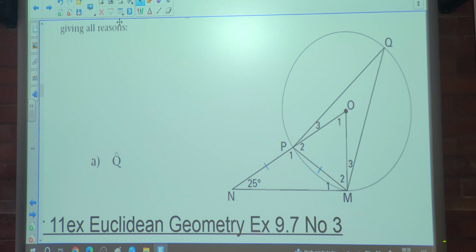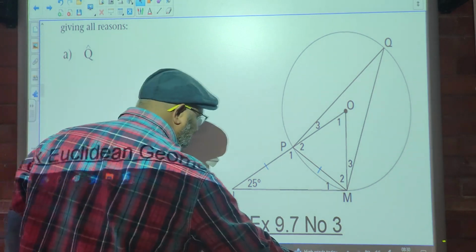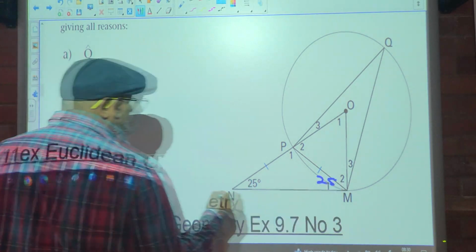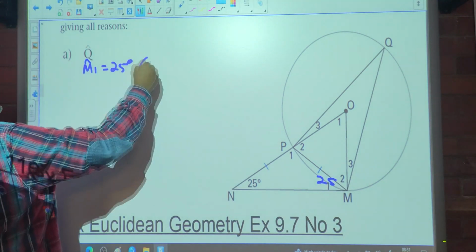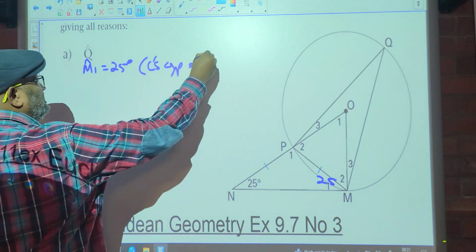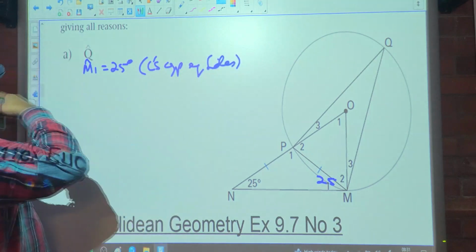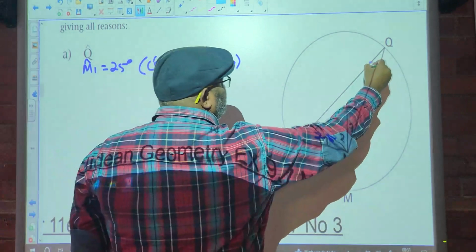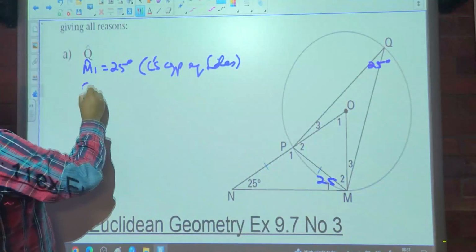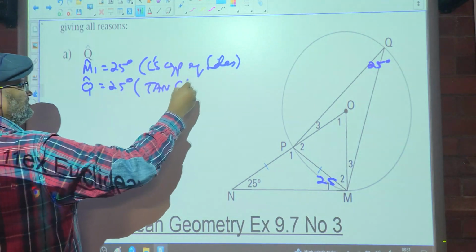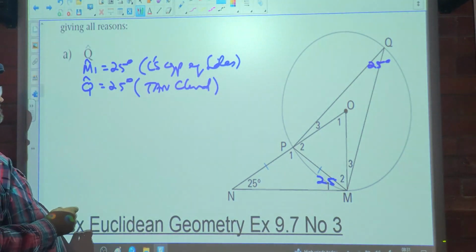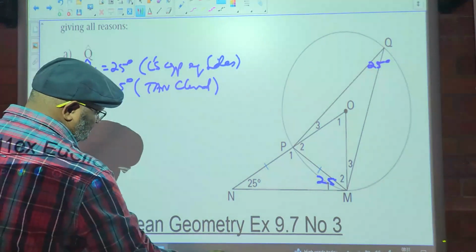Okay. So first things first. They ask you to work out angle Q. So we said that first thing, M1 is equal to 25 degrees. Why? Angles opposite equal sides. Okay. Then M1 is equal to Q. The angle Q is 25. Why? Tan chord theorem. Okay. And then we answer the question.